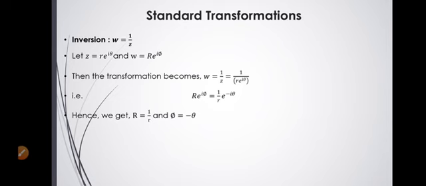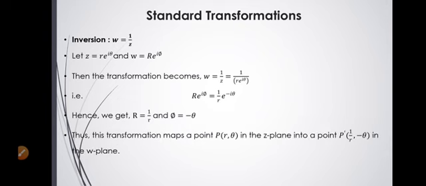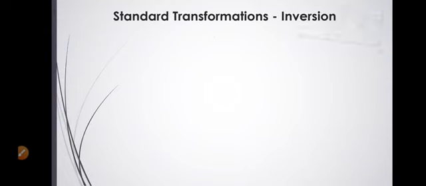So the original angle, if it is positive, becomes negative under inversion, and the radius vector also gets its reciprocal value under this inversion transformation. Thus, this transformation maps a point P(r, theta) in the Z plane into a point P dash (1 upon r, minus theta) in the W plane. We can explain this concept of inversion with this diagram.